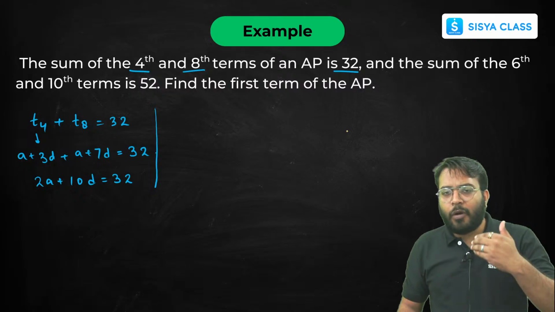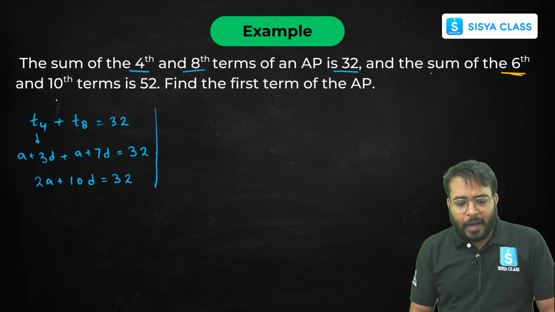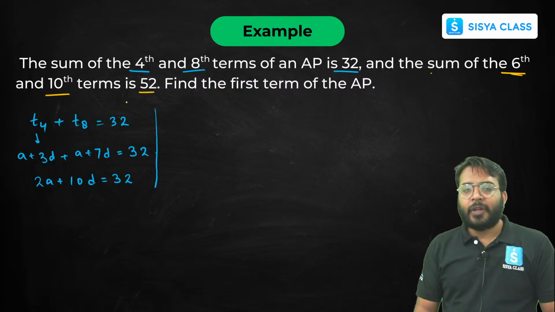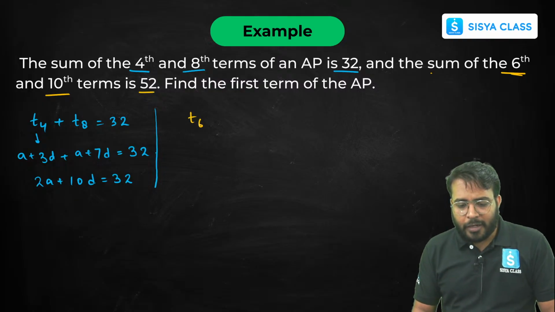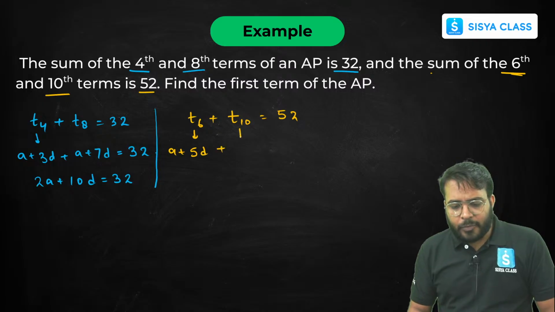Now what they have given in the second statement: the sum of the 6th and the 10th term is 52. When you add the 6th term and the 10th term, you get 52. The 6th term is a plus 5d, and the 10th term is a plus 9d. Yes or no?